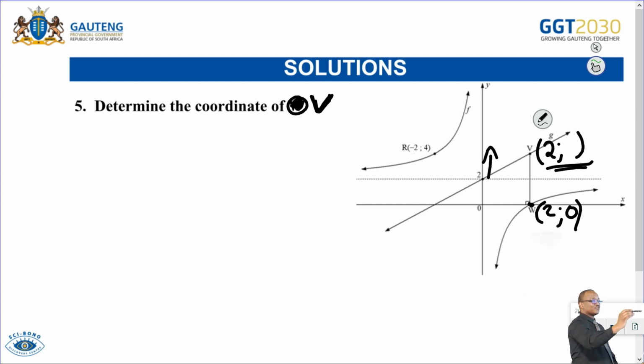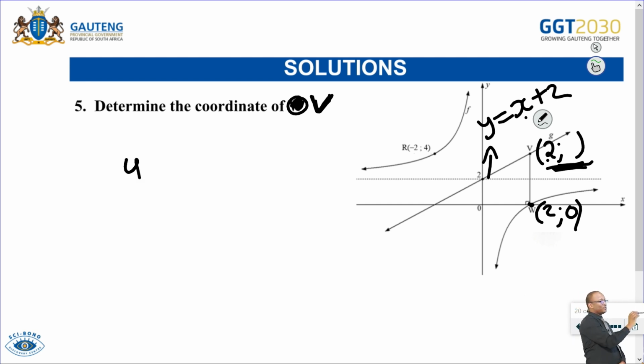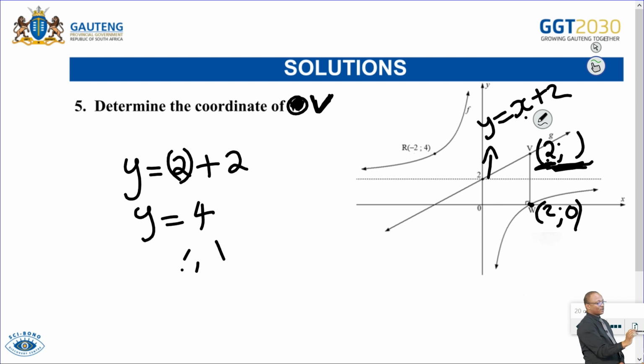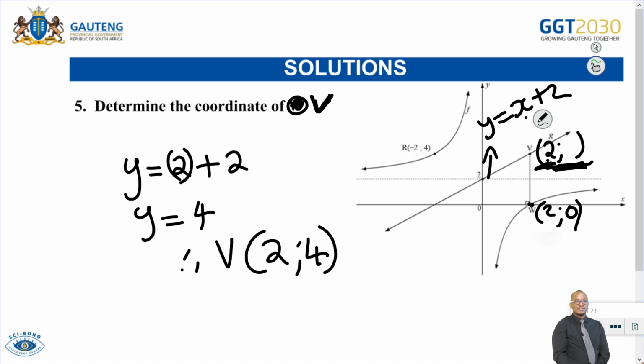But we know the equation of G, which is y is equal to x plus 2. So for us to get the y value of G, we can simply substitute x by 2. So it's going to be y is equal to 2 plus 2. The 2 is the one for x here. Then 2 plus 2 is going to be 4. Therefore, the coordinate of V is going to be (2, 4). So that's how we simply interpret this type of functions.